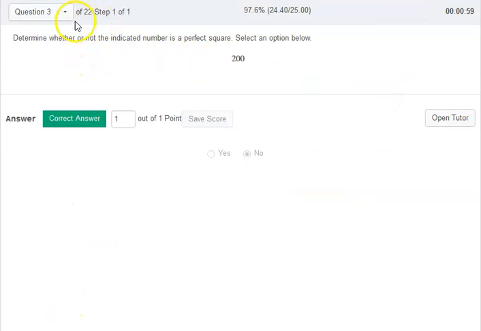For number 3, we're asked, is this a perfect square? Well, 10 times 10 is 100, but 2 times 100 is not a perfect square, which would be 200. So the answer is no. And if you were to put 200 into your calculator, you'd see you wouldn't get a whole number.